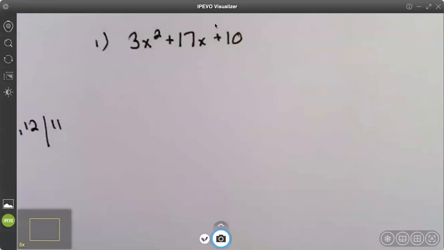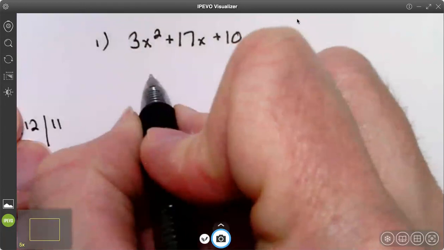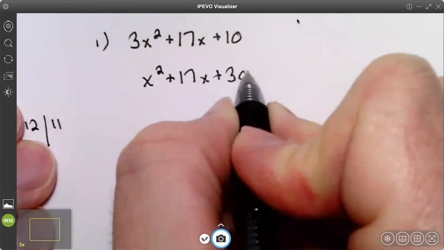All right, you're on your own on this one. Give number 1 a try. On number 1, I do not have a greatest common factor. My leading coefficient is not 1. So swing and divide. Swing the 3 over. That gives you x squared plus 17x plus 30. I need to factor that trinomial.